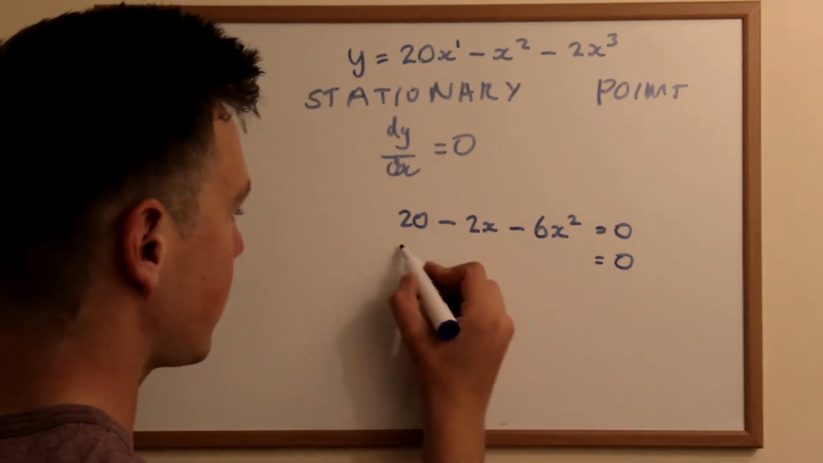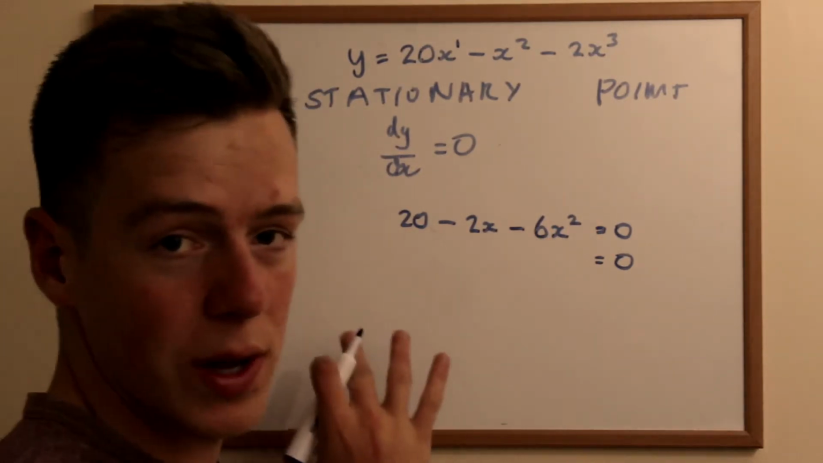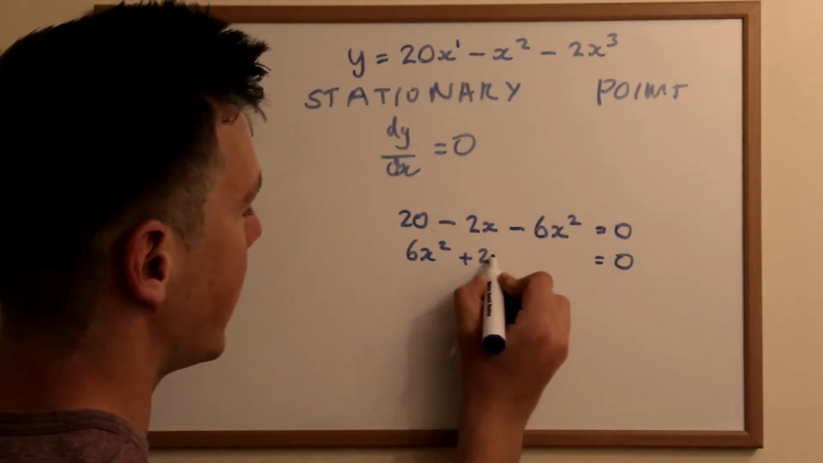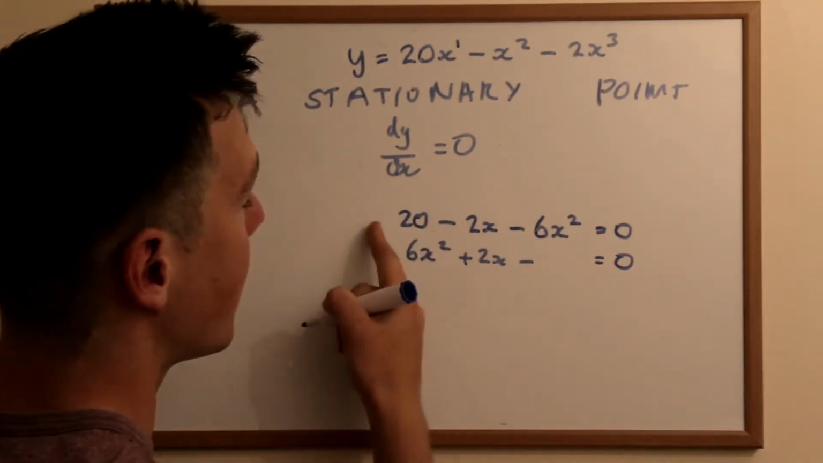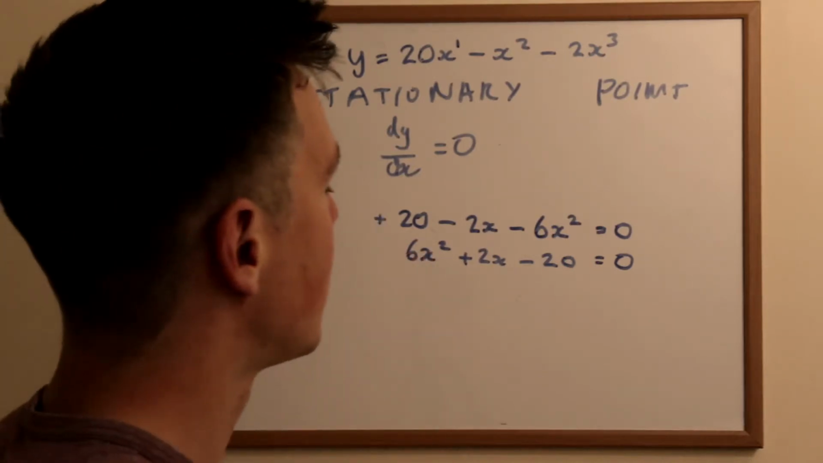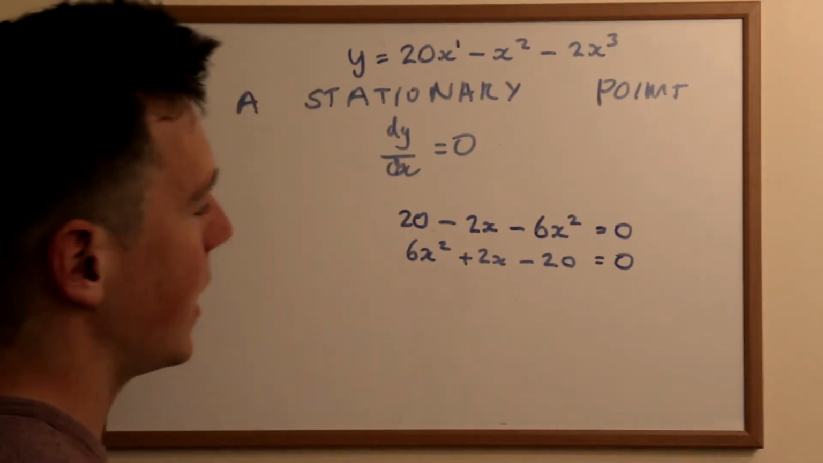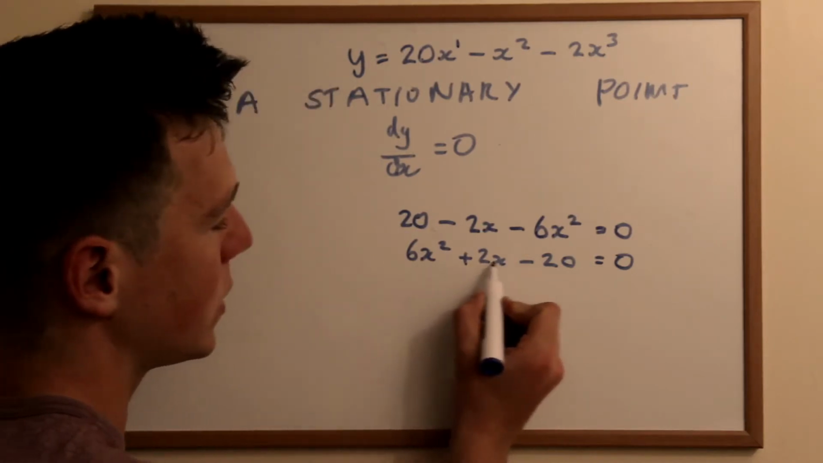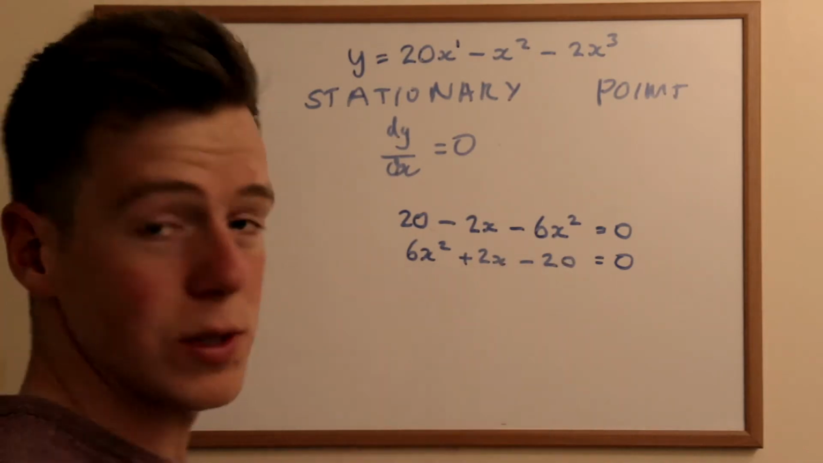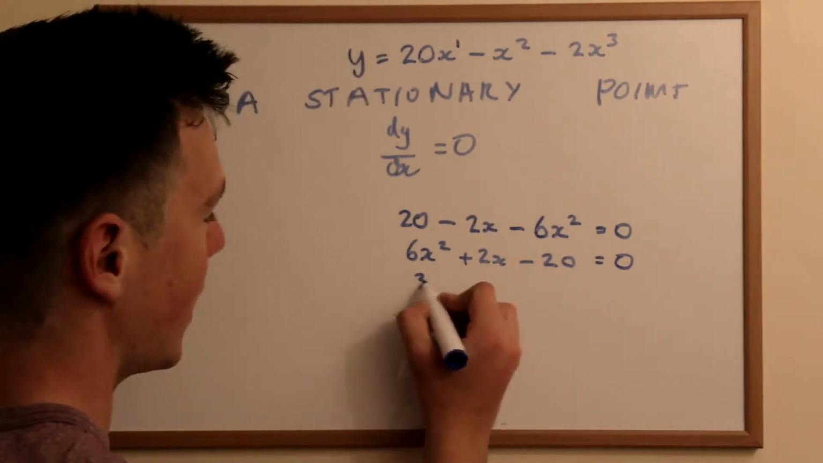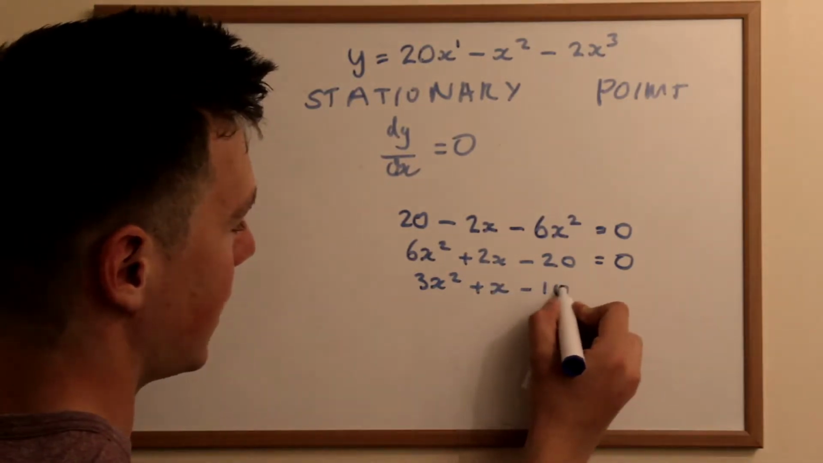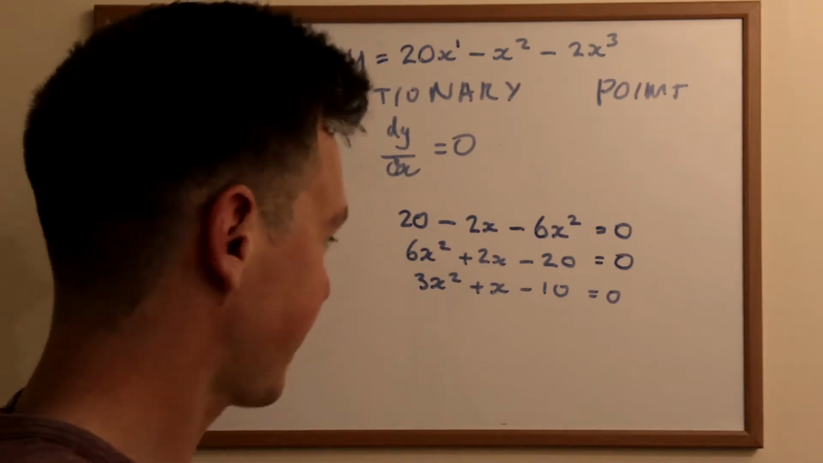I'm also going to put the 6x squared at the front, so 6x squared add 2x, and then minus 20, because this is actually a positive here, so minus 20 equals 0. We can also divide everything out by 2, since all of these terms are divisible by 2, so we get 3x squared add x minus 10 equals 0.